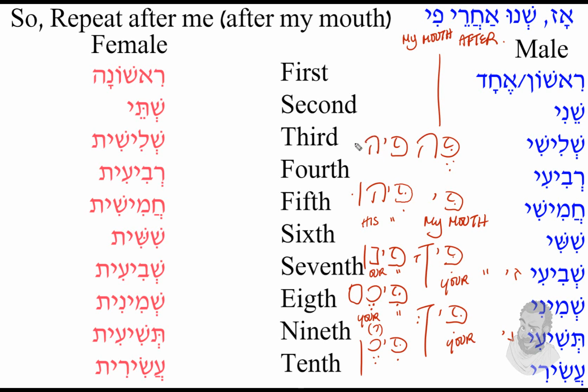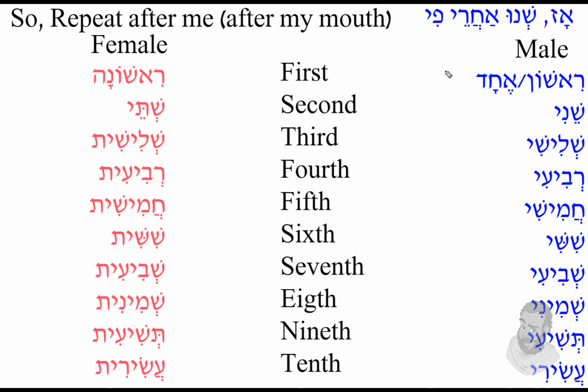Their mouths, pihem, much like chem. Everything else pretty much stays the same, except when it comes to their and your. And your plural, I'm talking about. So pihem, pichem, pinu, picha, pi, pich. Okay, the accent is here. The accent stays here now on the plural endings. Okay?